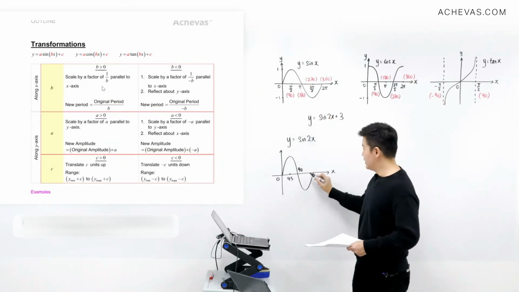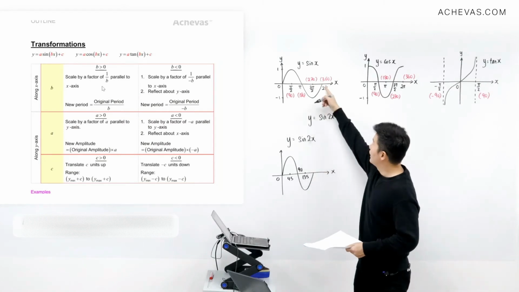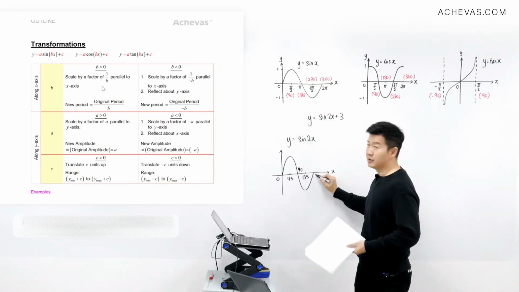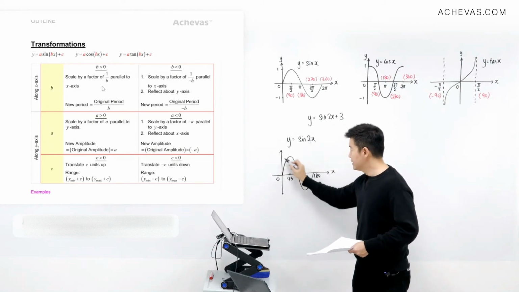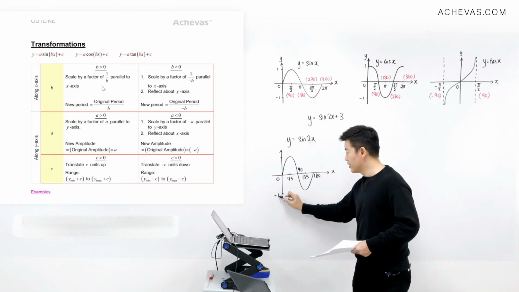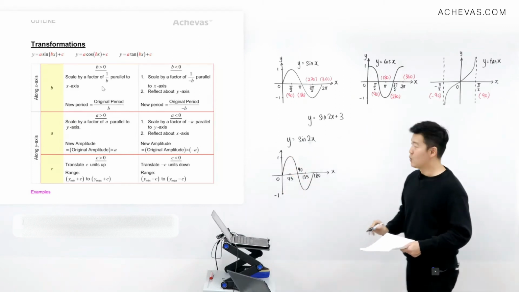Then 270 will become this point here, the minimum point, 135. And 360, dividing by 2, is going to become 180. And this will not change. It is still going to be at -1, it's still going to be at 1.